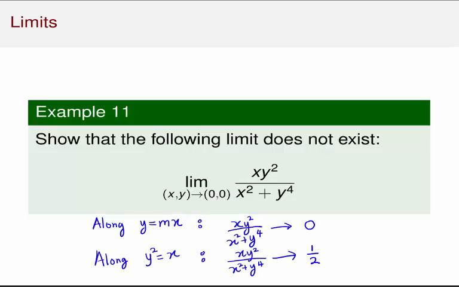Okay, let us summarize what we have found. Along straight lines given by y = mx, our function approaches 0 as the point approaches the origin. On the other hand, along the parabola y squared equals x, our function approaches half. Therefore, we have found two paths along which the function approaches different numbers as the point approaches the origin. Hence, the limit of the function at the origin does not exist.